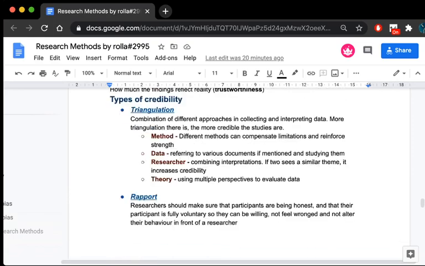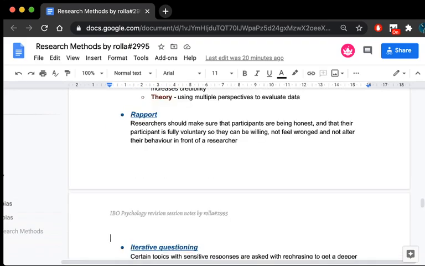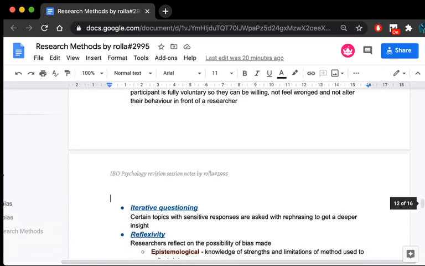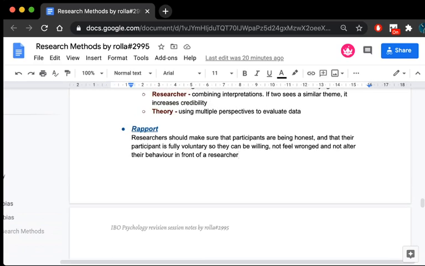And there's also rapport, which is basically something crucial that researchers should try to do. So especially in something like interviews, researchers should make sure that participants are trying to be honest, and they should also make sure that participants know that what they're doing is voluntary and they don't feel like they're being judged, or they don't feel like they're being wronged if they say anything or do anything that they normally behave in. So they don't try to alter their behavior to seem desirable in front of the researcher.